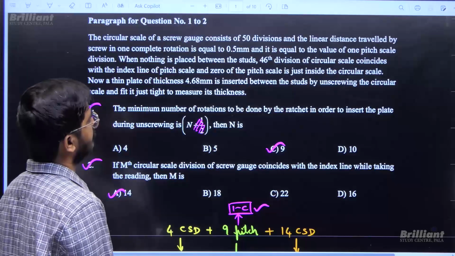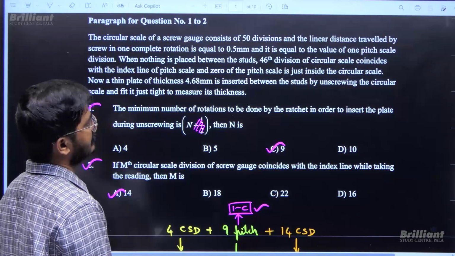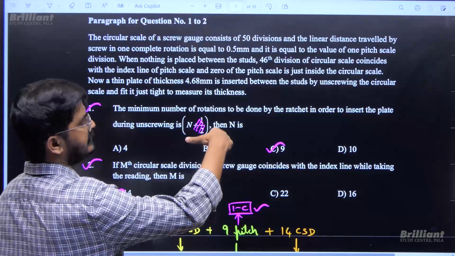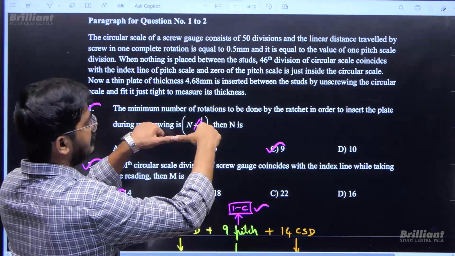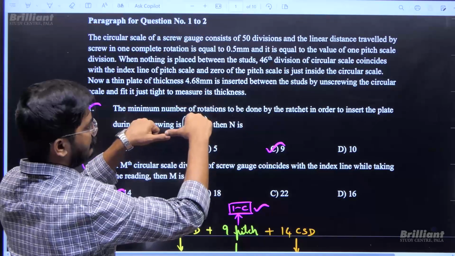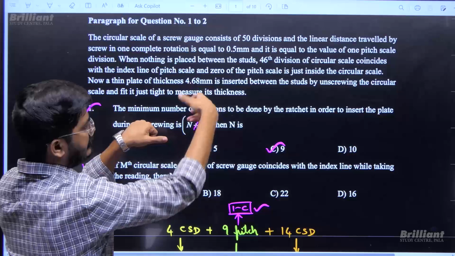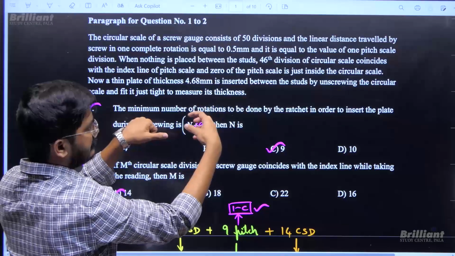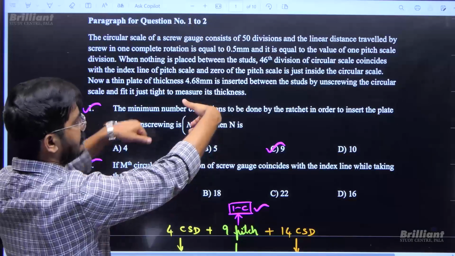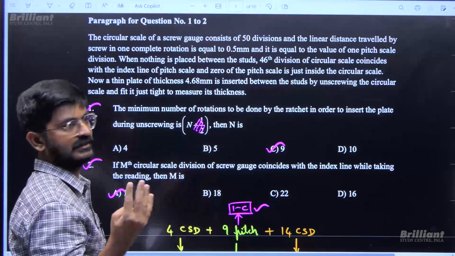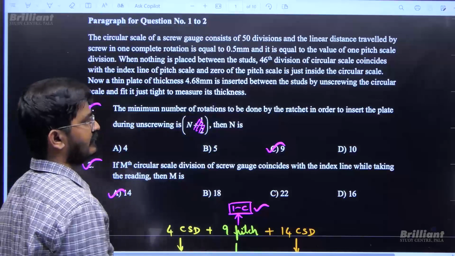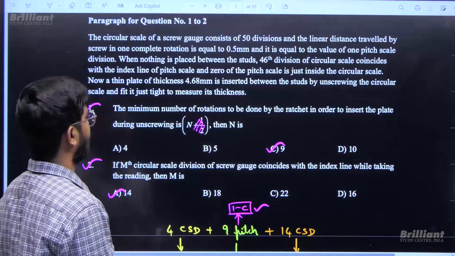When nothing is placed between the studs, 46th division of circular scale is coinciding with the index line. So generally 0 should be coinciding with 0, but the 46th division is coinciding. The meaning is this 0 is somewhere above, 4 divisions above. So when you loosen 4 divisions, then 0 will be coinciding with 0. So what kind of error is it? When you place an object of length 4 circular scale divisions, it is going to show 0. So it is a negative error, you need to add in the end. Anyway, that doesn't matter much.